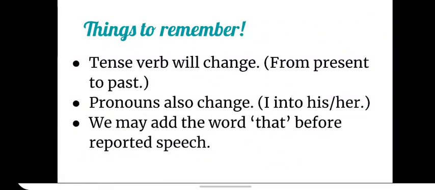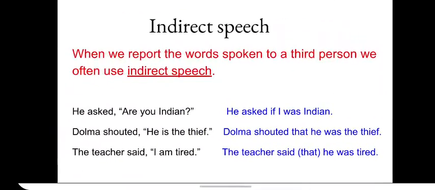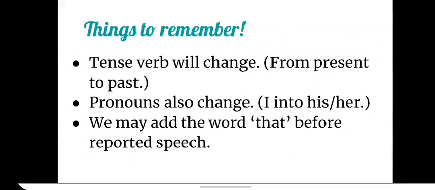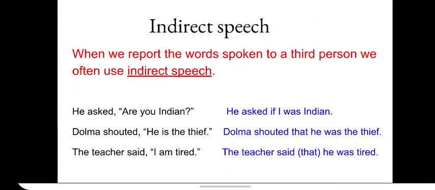And the last one is we may add the word that before reported speech. You can add that here. I have put this into parentheses because it's optional. You can use it, you can remove it, it's up to you. So the teacher said that he was tired. That can be added or removed as well. So these are the things that you have to remember, and as I said earlier, you need to copy these things down in your notebook, starting from this particular slide.